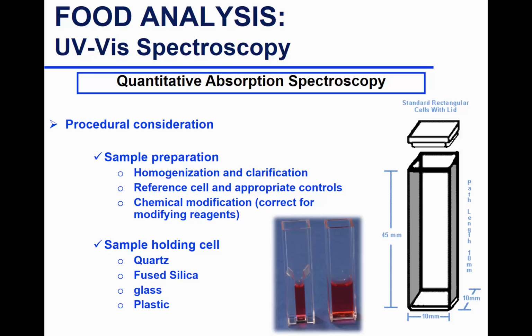Homogenization and clarification is key. Oftentimes there is a clarification step, either a filtration like you did for HPLC, or a centrifugation step that allows the sample you're analyzing to be clear. If it's turbid, that will scatter a lot of light and will falsely increase your absorption. So if you do not have a clear sample, then measuring absorption is not the way to go to determine concentration. You have to think of something else.